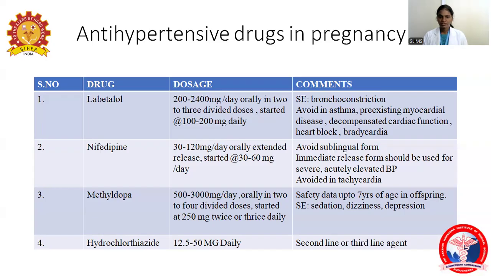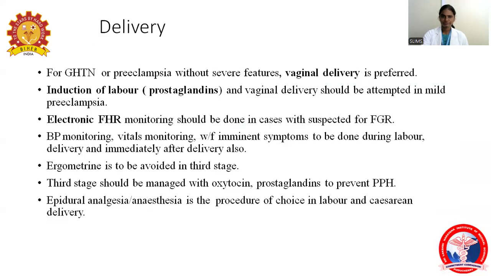Next is methyldopa. We can use it from 500 to 3000 milligram per day, orally in 2 to 4 divided doses, starting at 250 milligram twice or thrice daily. Safety studies are up to 7 years of age in offspring. The side effects include sedation, dizziness, and depression. Next is hydrochlorothiazide. You can use it from 12.5 to 50 milligram daily. This is a second line or third line agent only.